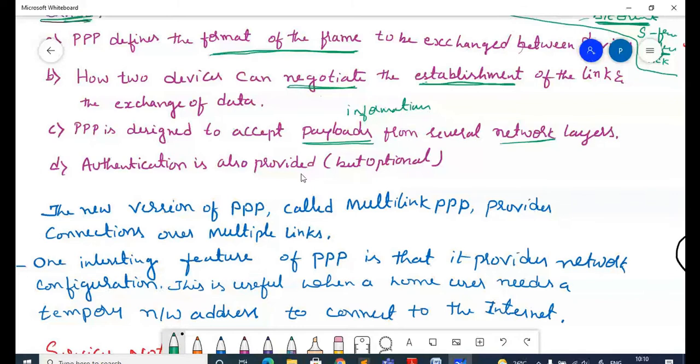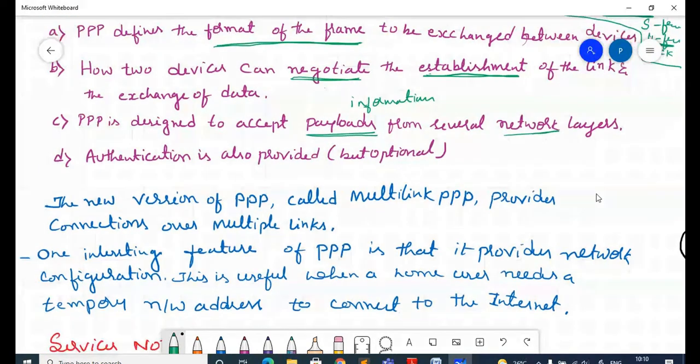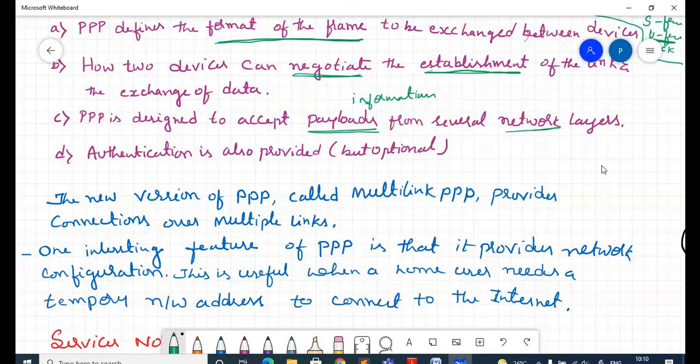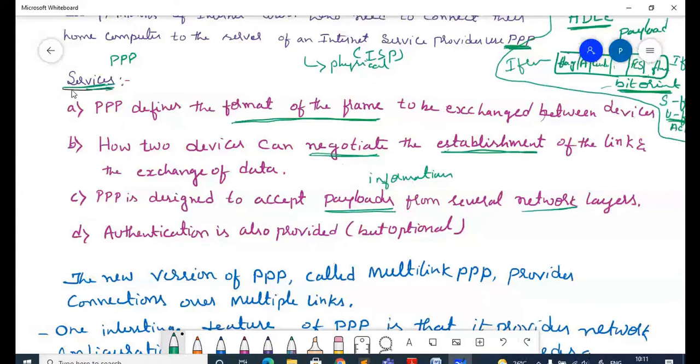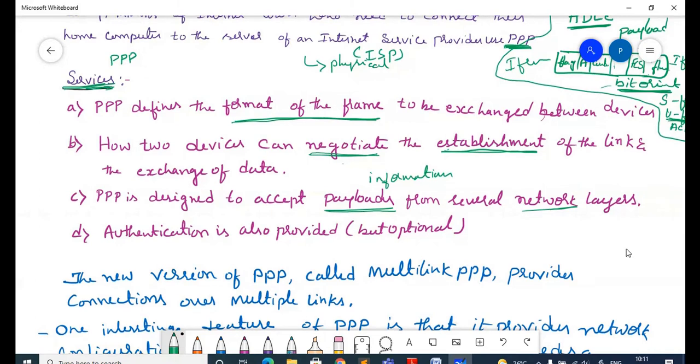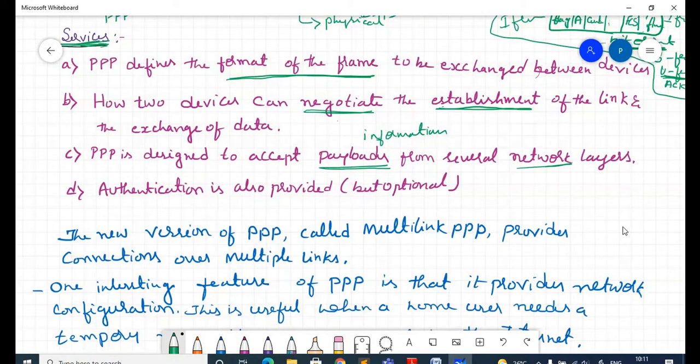So any doubt in this? Services? You should know, when you are learning any protocol, first understand in which layer that protocol works, and what are the main services or the functionality provided by the protocol. Then you can go for understanding the implementation part. Without understanding the role of that protocol, if you are learning something else, it is meaningless. First always try to understand the functionalities or the services.